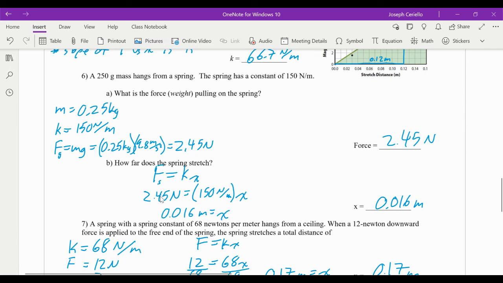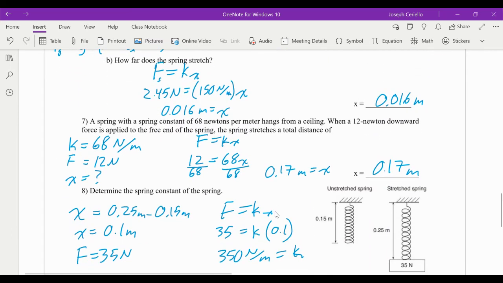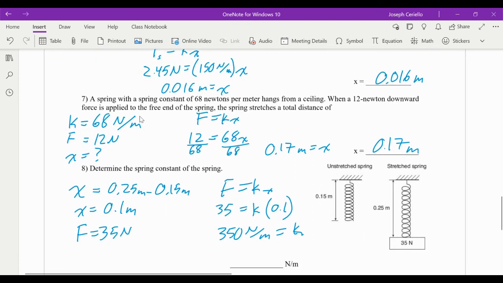Then, for the next part, force on the spring equals kx. Well, we know the force on the spring is equal to the weight pulling on the spring. k is given to us, find x: 0.016 meters. This one here, you're given k and you're given the force, find x. Real simple. You have 0.17 meters.